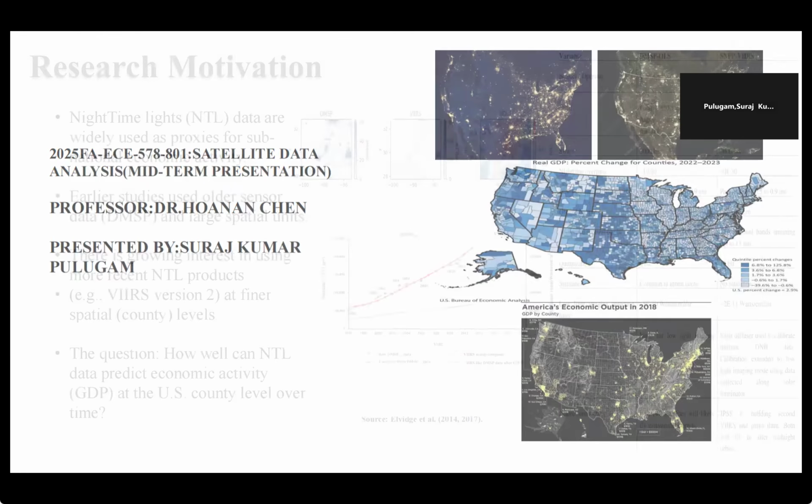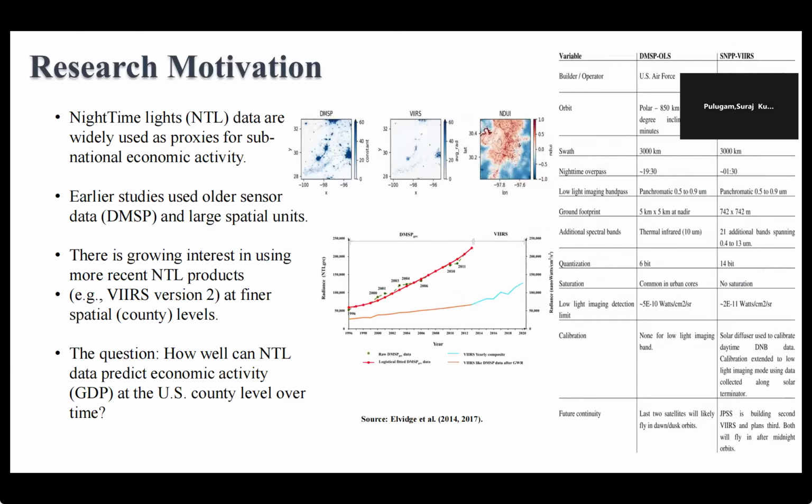Coming to research motivation, before that, there are two key topics I want to tell. The satellite used for this research was the Suomi NPP satellite, and the two sensors used were DMSP and VIIRS, which is called VEERS. The full form of DMSP is Defense Meteorological Satellite Program, whereas VIIRS is Visible Infrared Imaging Radiometer Suite.